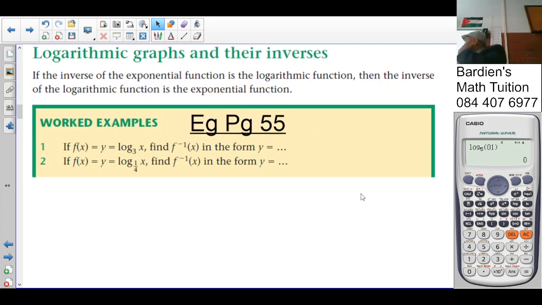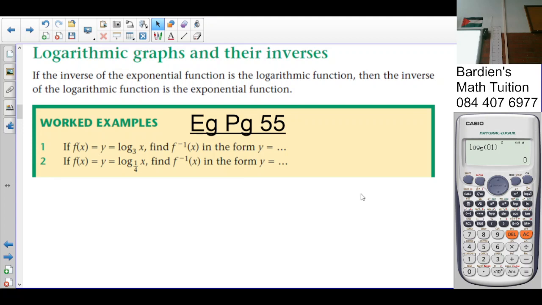Log graphs and the inverse. If the inverse of the exponential function is a log function, then the inverse of the log function is an exponential function. That's exactly what I said earlier. We work with the exponential and we work with its inverse, which is the log graph. In the previous example, we worked with the log graph and its inverse, which was the exponential.